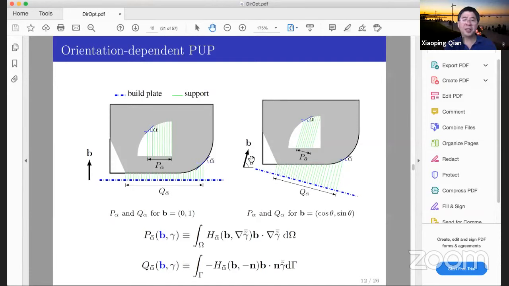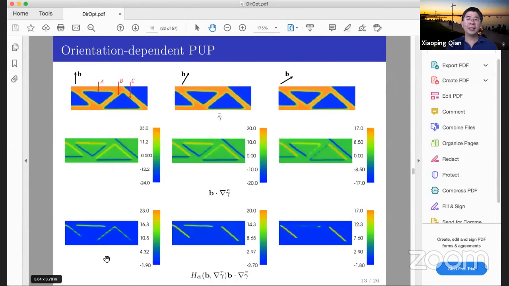Cheng also extended this concept to control support structure outside of the design domain. If I build the part this way, then there's a lot of support between the design domain and the horizontal plate. So he developed a measure Q, which is similar to this one, but the boundary is known. So he defined this measure Q. And here, let's look at the directional derivative: how does it change when the build orientation changes?